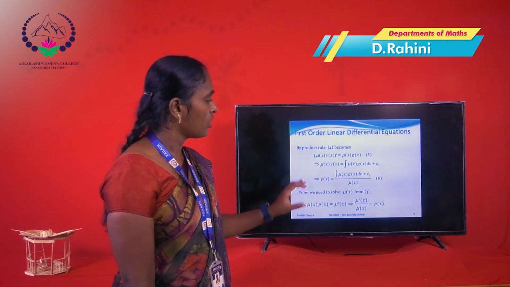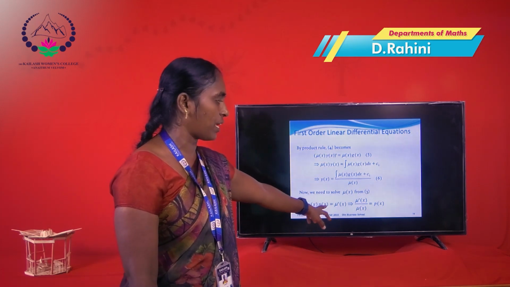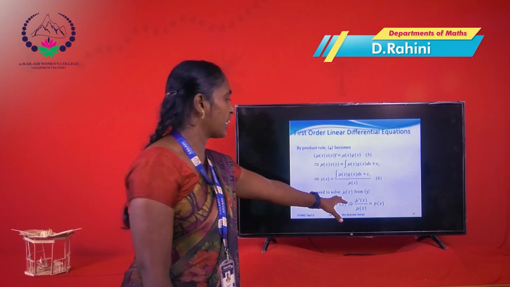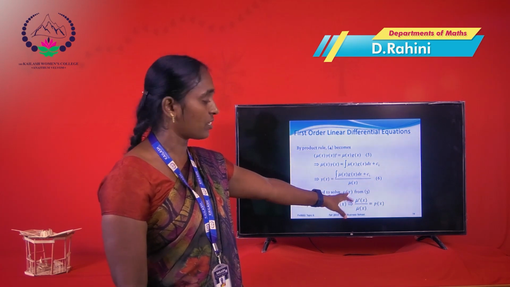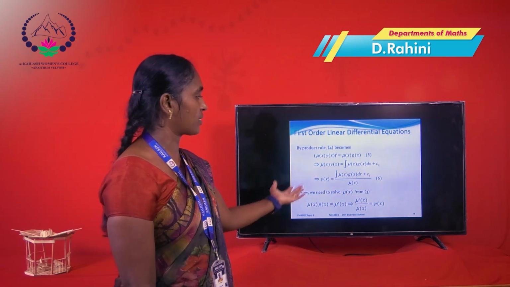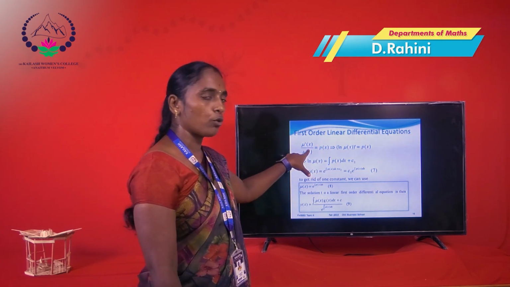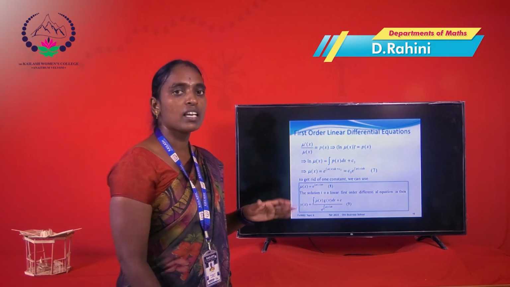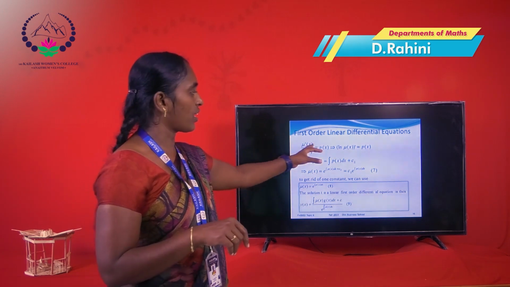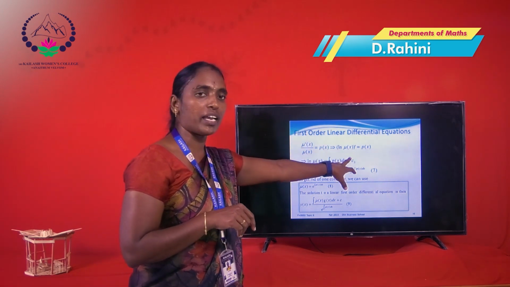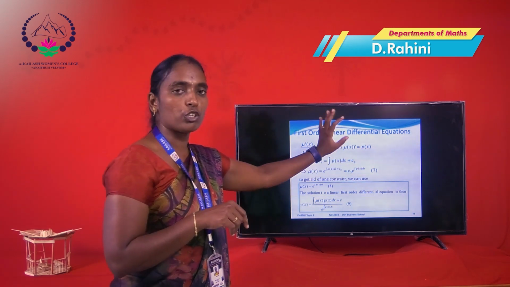Now we need to solve for mu of x from equation number 3. Equation number 3, we already know, is mu(x) p(x) = mu'(x). Dividing, mu'(x) divided by mu(x) is equal to p of x. Here we replace mu'(x)/mu(x) by (ln mu(x))', which is equal to p of x. So this p of x we have to integrate.